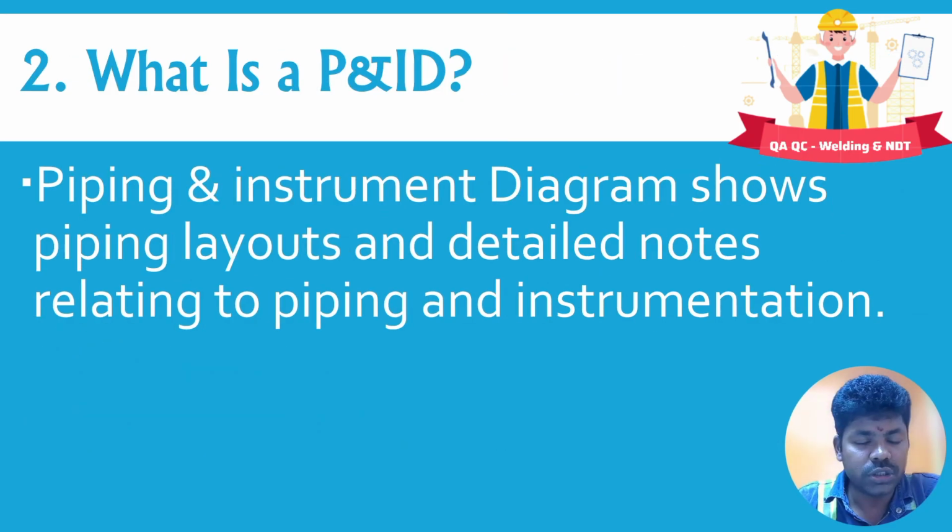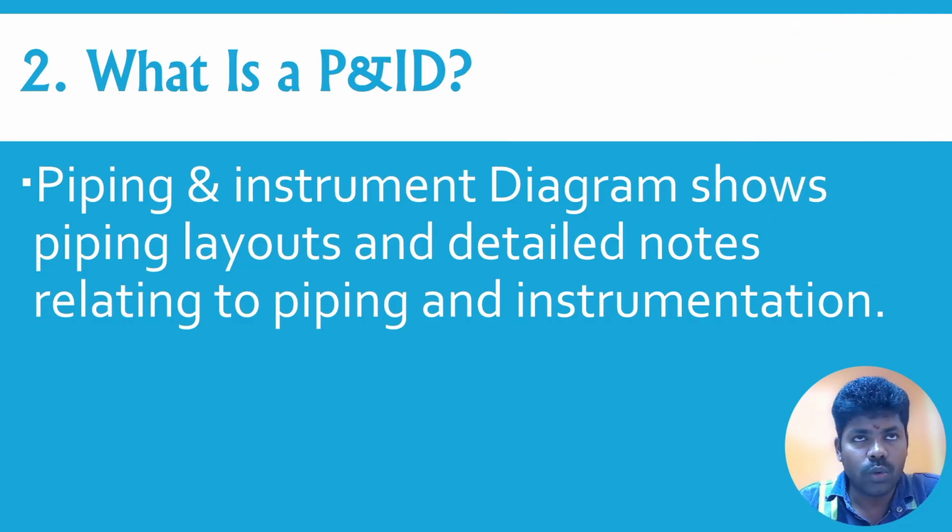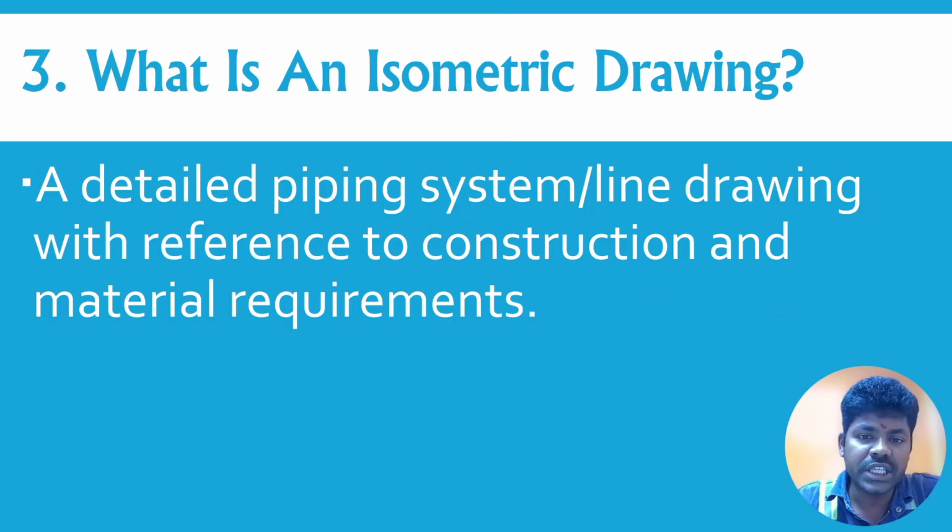And the second question is, what is a P&ID? P&ID means piping and instrumentation diagram. It shows the piping layout and detailed notes relating to piping and instrumentation. This is the planned overall drawing. The drawing shows where the pipe is going, and the instrumentation diagram is also shown clearly. That is a P&ID.